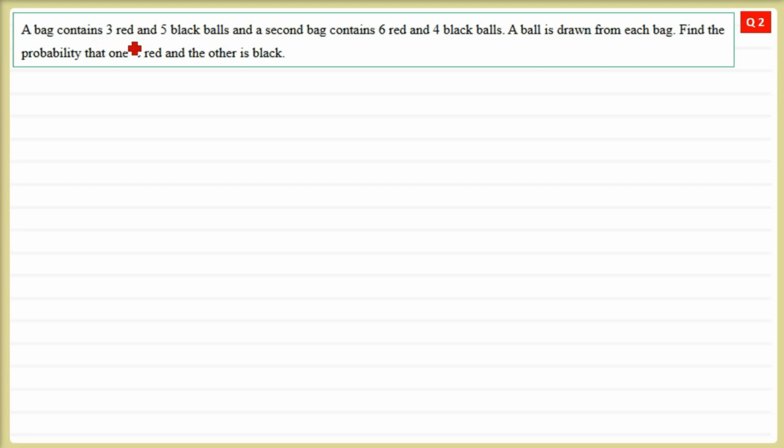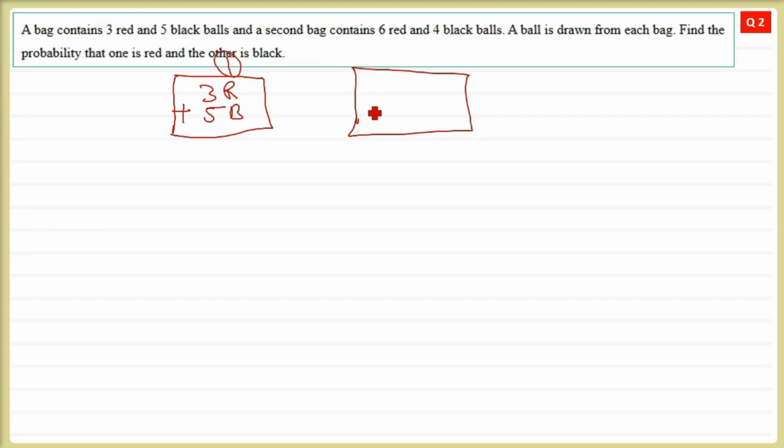A bag contains 3 red and 5 black balls, and a second bag contains 6 red and 4 black balls. A ball is drawn from each bag. Find the probability that one is red and the other is black. So here we have the first bag, 3 red plus 5 black. Second bag is 6 red and 4 black balls. A ball is drawn from each bag. One is red and one is black. The probability needs to be found out.